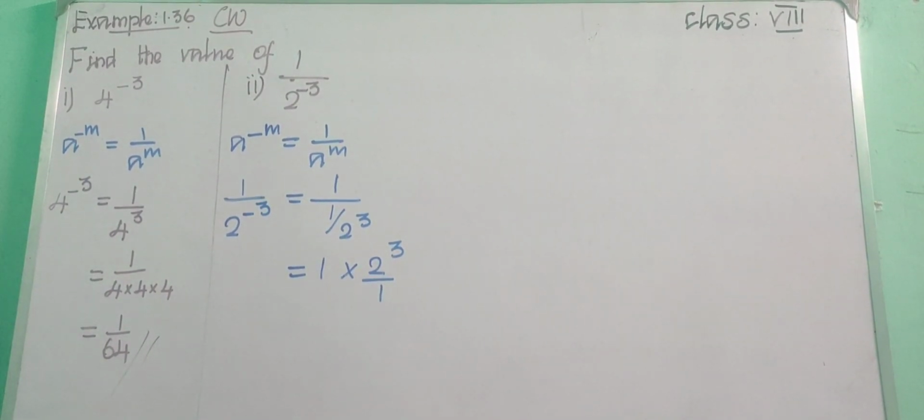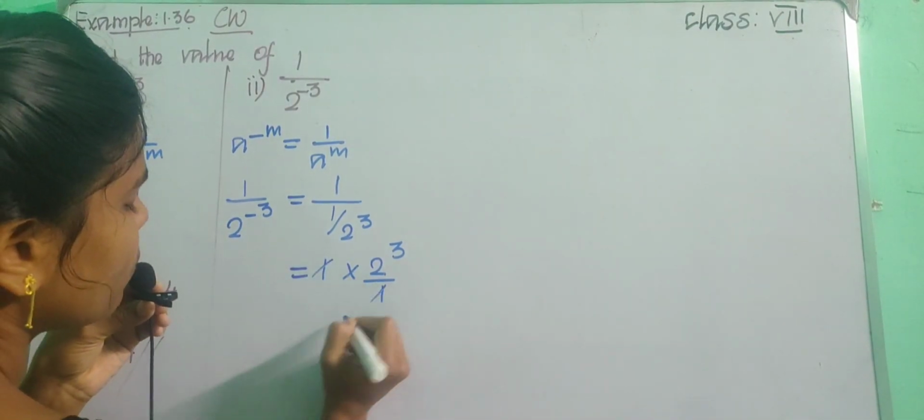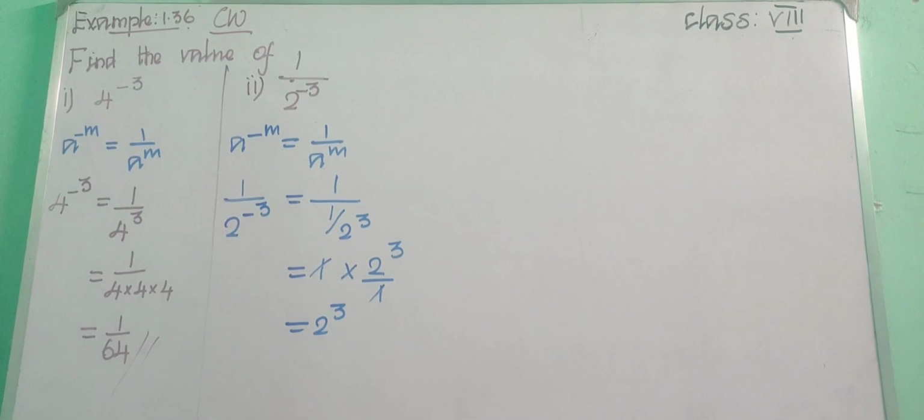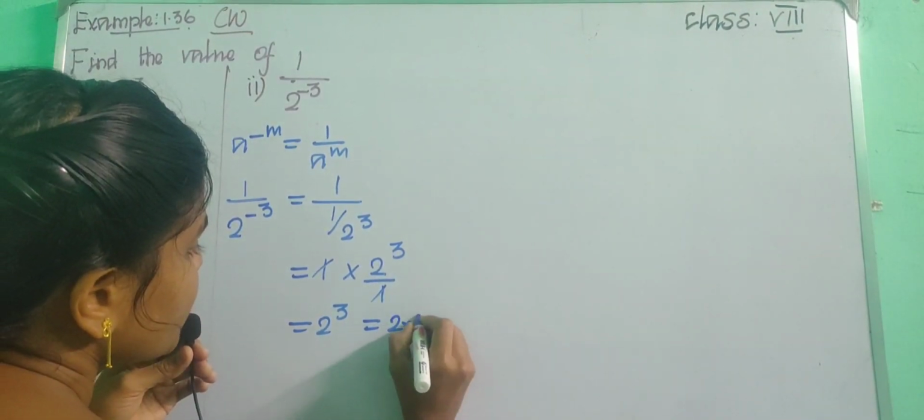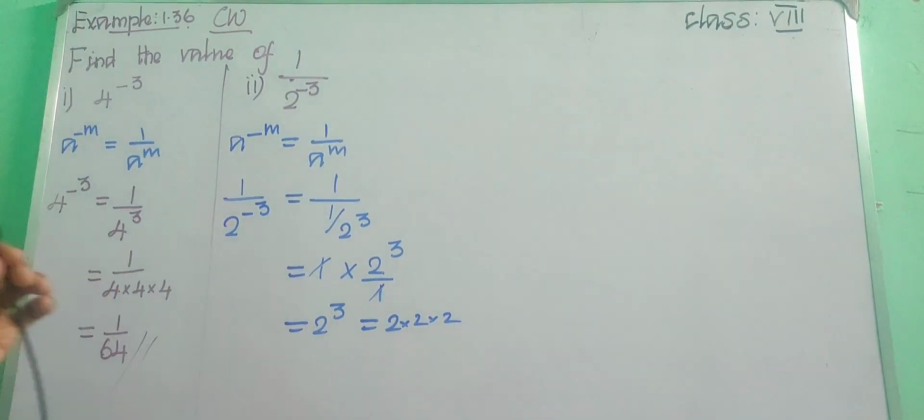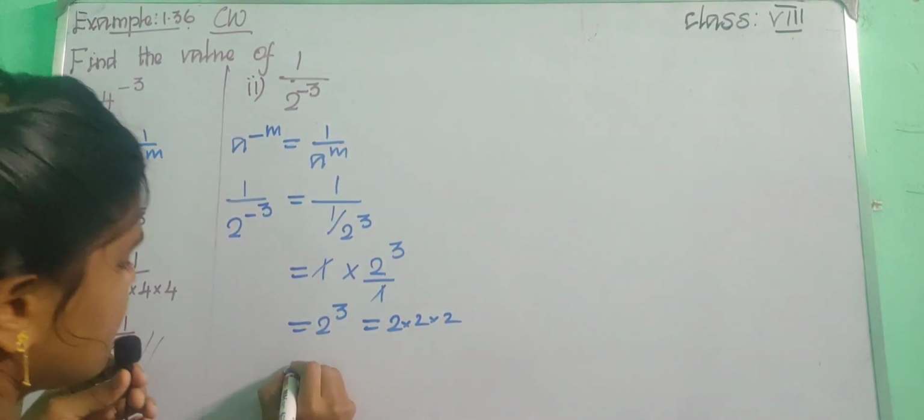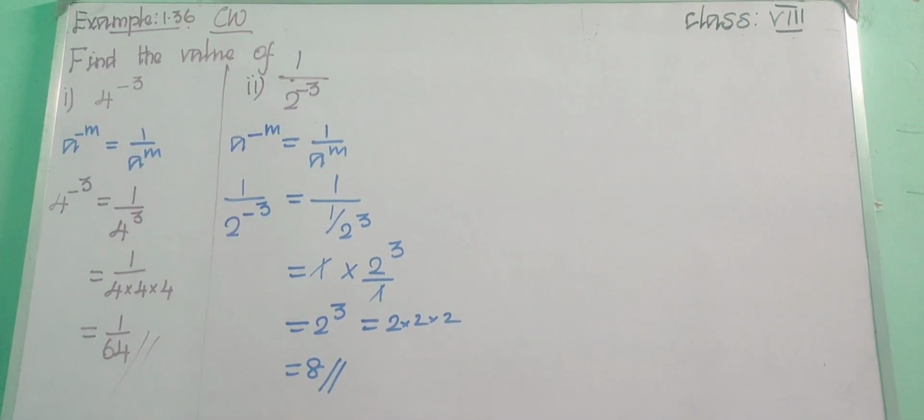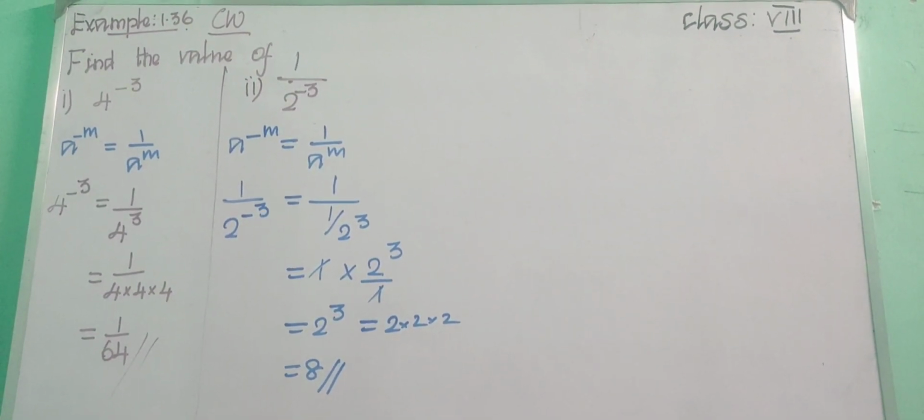Okay, children. So now here 1 and 1 we can cut. So what is the answer? 2 power 3 is the answer. Now say the answer. 2 power 3 means 2 into 2 into 2. 4 2s are 8. So the answer is 8. Okay, children, is it clear? Copy this in your classwork notebook. Let's see the next one.